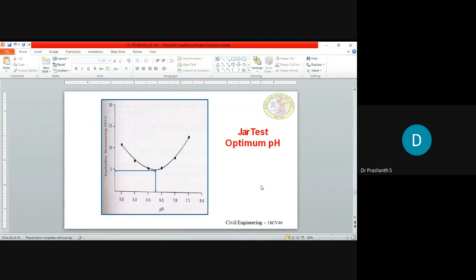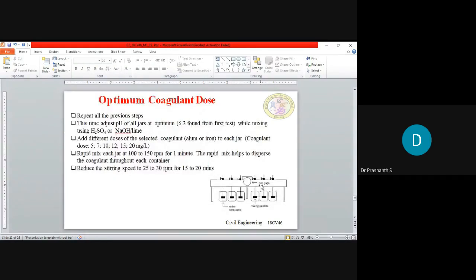Once the optimum pH is found using the jar test, next is the dosage test. What is the optimum dosage? We cannot just randomly add 5 milligrams, 6 milligrams, 7 milligrams. We have to find the optimum dosage so that we can avoid cost escalation in the maintenance of the treatment units. So repeat all the previous steps.